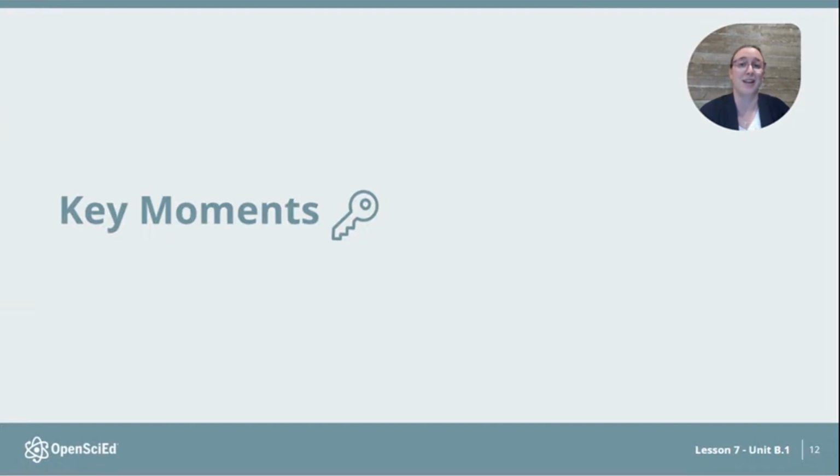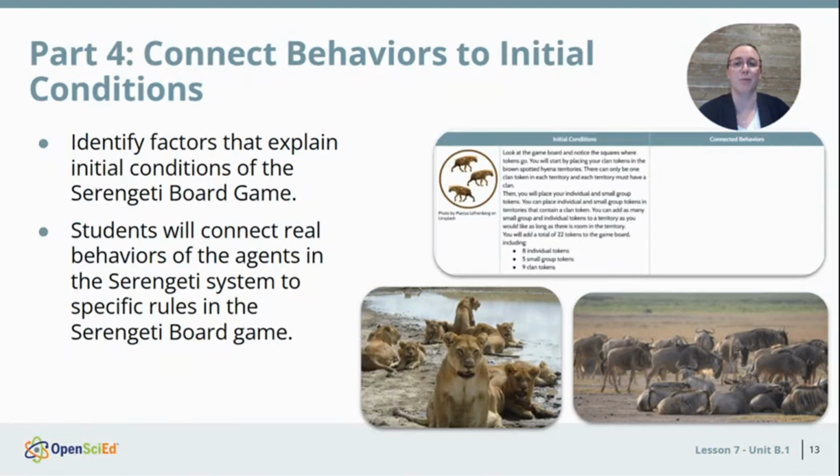Let's take a look at key moments in Lesson 7. One of the key moments of Lesson 7 is to make connections between real-life behaviors of species living in the Serengeti ecosystem and our Serengeti board game. The Serengeti board game is an unplugged example of agent-based models.